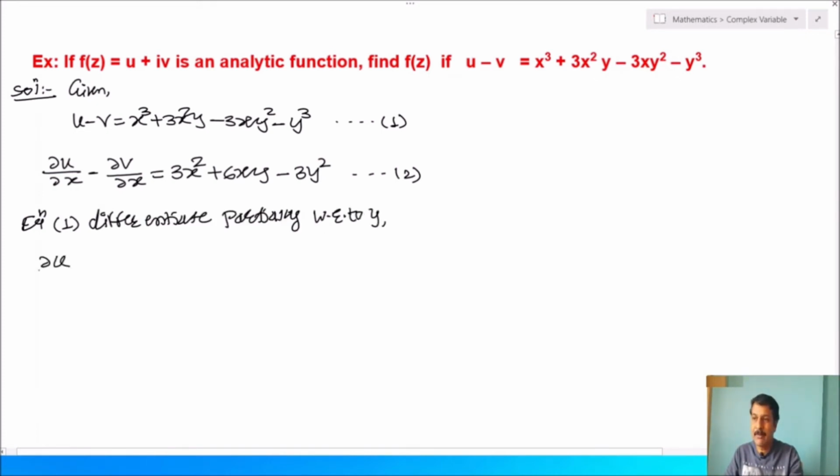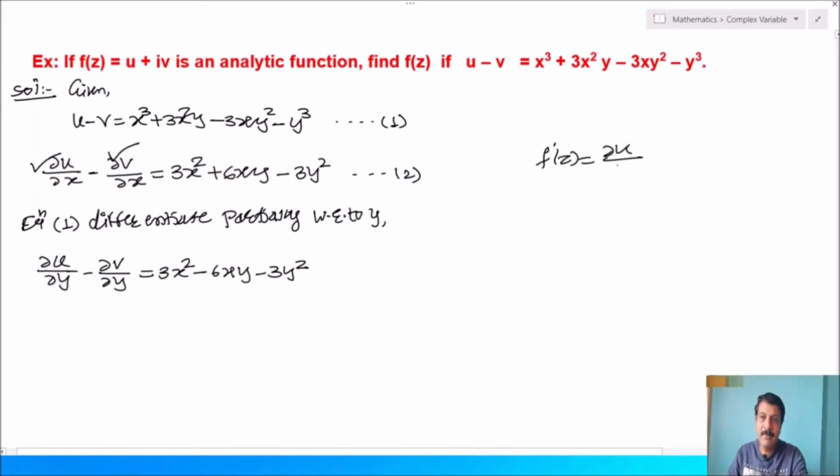So it gives ∂u/∂y minus ∂v/∂y, ∂v/∂y, that is equal to, so you differentiate this with respect to y now, 3x² minus 6xy minus 3y². So we have ∂u/∂x, ∂v/∂x, and note that our target contains both, that is f'(z) equal to ∂u/∂x plus i ∂v/∂x. This is our target. I want to replace this. How? Again by C.R. equation.